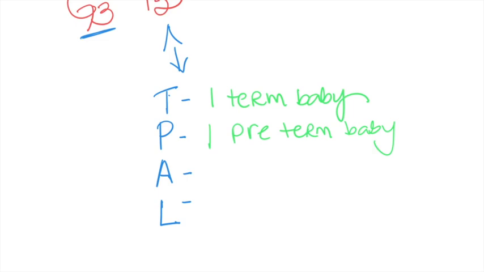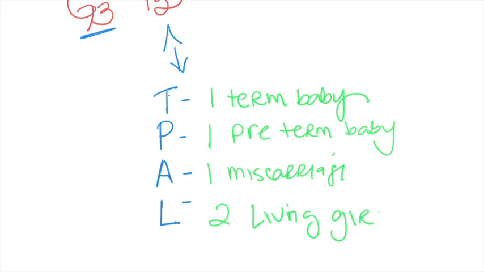How many abortions did I have? I had 1. I had a miscarriage at 10 weeks before I had my first child, and she's 26. So I had 1 miscarriage. And I have 2 living girls. Here's my 3: I've been pregnant 3 times, and this is what happened with all 3 of the pregnancies, but I have 2 living children.